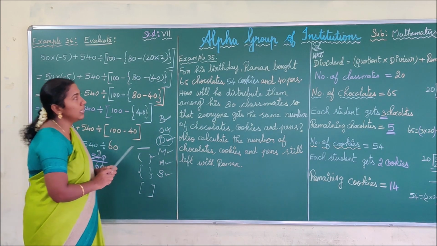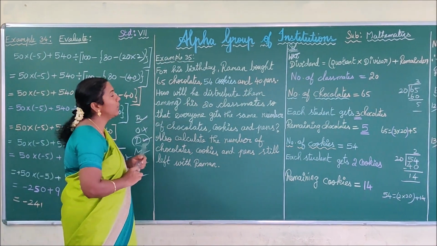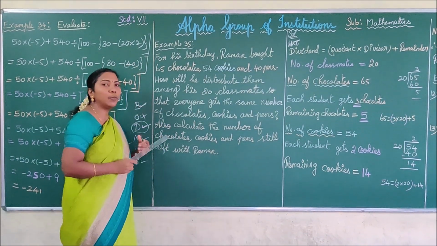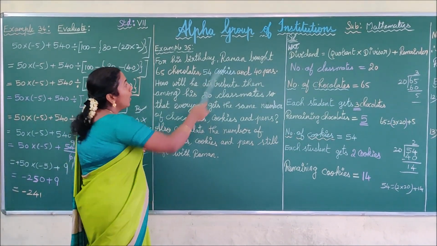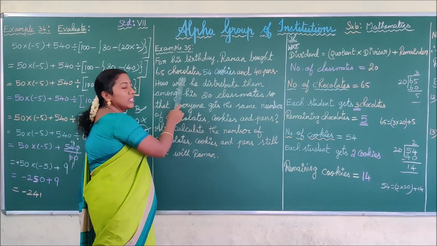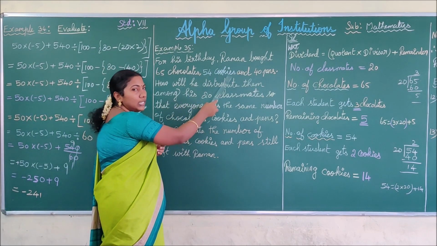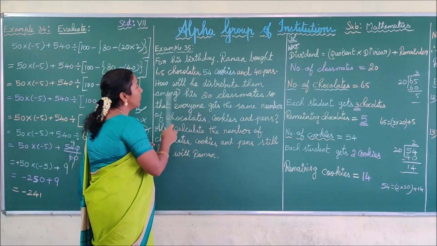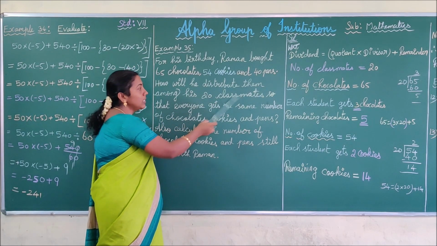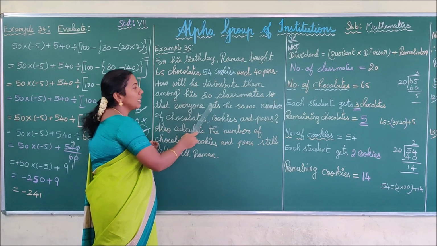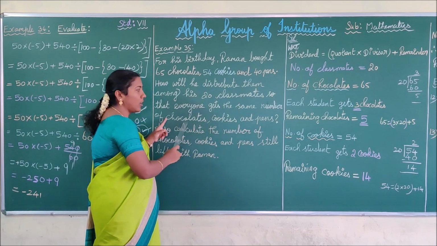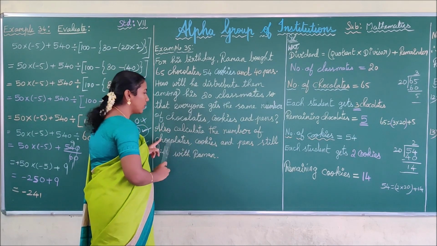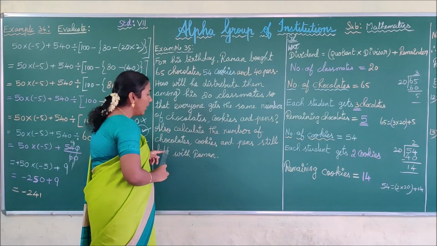Next we are going to see an example sum. Example 35. Raman is celebrating his birthday. For his birthday he bought 65 chocolates, 54 cookies and 40 pens. How will he distribute them among his 20 classmates so that everyone gets the same number of chocolates, cookies and pens? Also calculate the number of chocolates, cookies and pens still left with Raman.